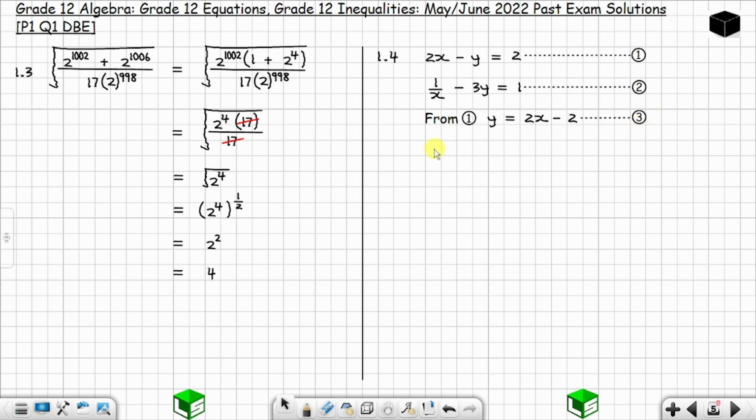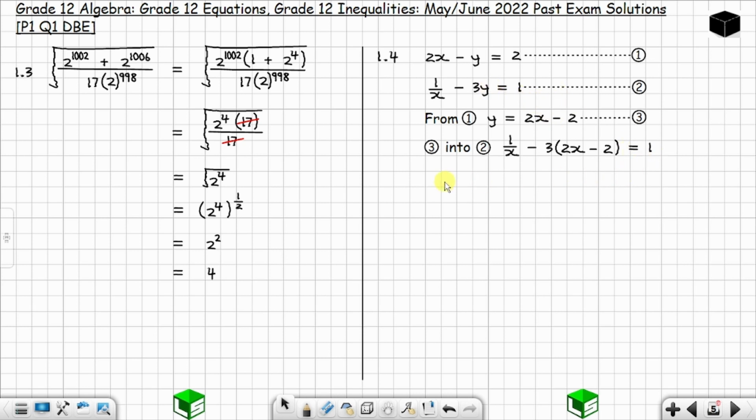Now you take equation 3 and plug it into 2. Do not plug it into 1, because 3 is obtained from 1. You have to plug it into 2. So now 3 into 2, you have 1 over x minus 3y. This is your y, so you substitute this in the place of y. You have 3 times 2x minus 2, and this is equal to 1.